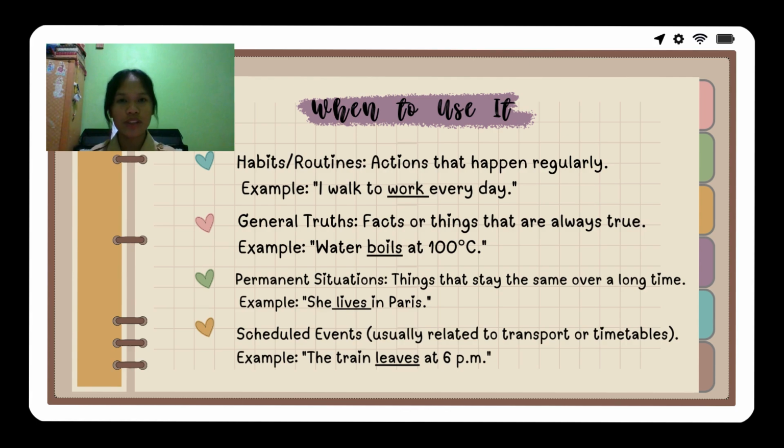Example, water boils at 100 Celsius. And we use simple past for permanent situations. Example, she lives in Paris. We use simple past for the scheduled events that usually relate to transport or timetables. Example, the train leaves at 6 p.m.